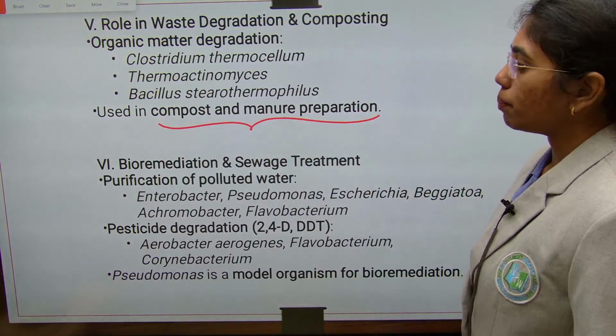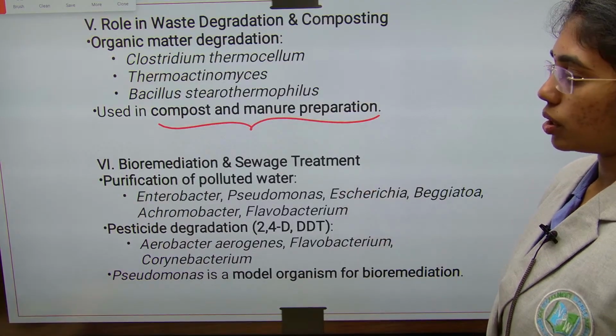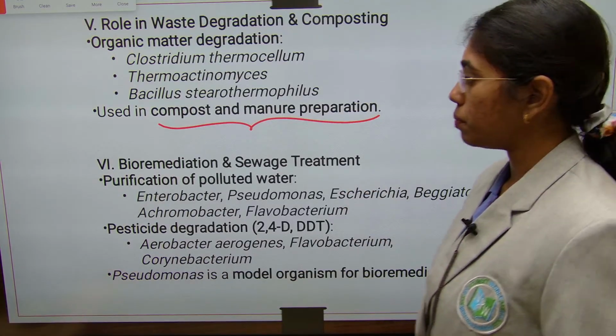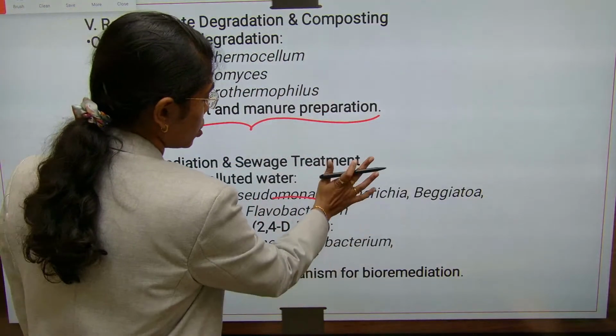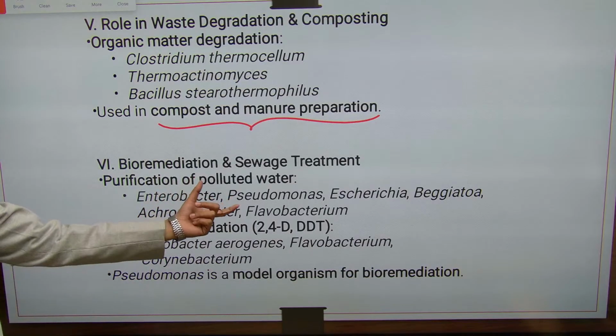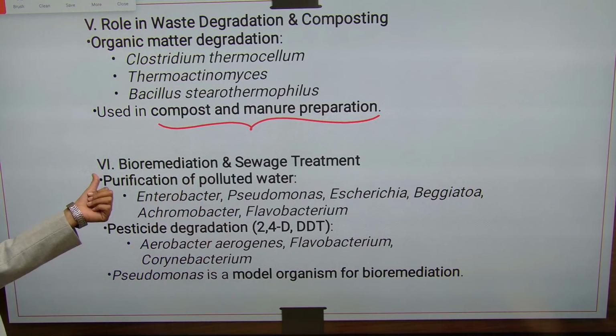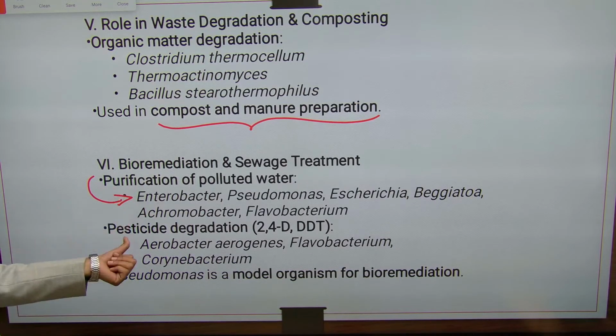Next, if you see bioremediation and sewage treatment. Purification of polluted waters. What bacteria are purifying them? Enterobacter, Pseudomonas, Escherichia, Beijerinckia, Achromobacter and Flavobacter. These are the examples for purification of polluted water.